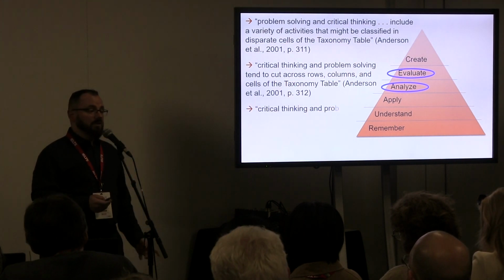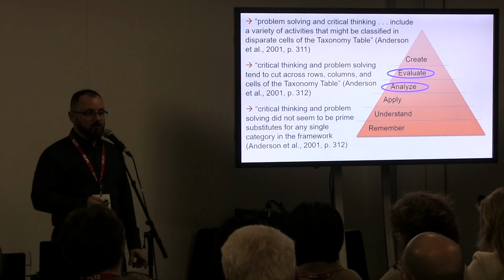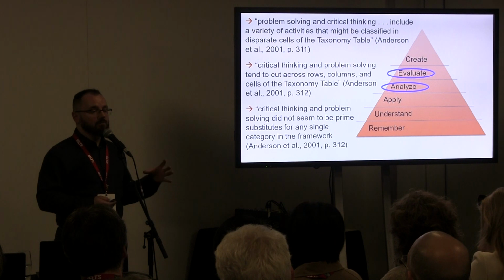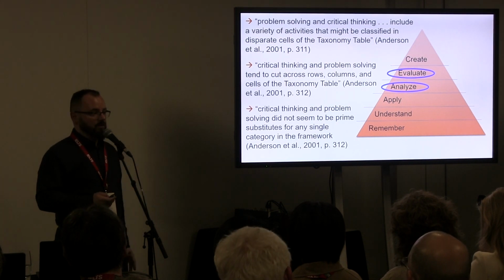They concluded that none of the skills could be replaced by critical thinking. So it could be said that critical thinking is more of an umbrella term, whereas Bloom's taxonomy identifies different aspects of cognitive engagement.